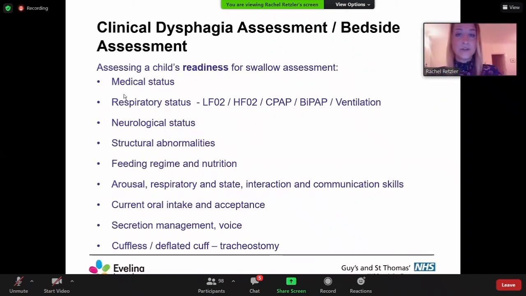Assessing if a child is even ready for a swallow assessment, that's a big part of our role as SLTs as well. Are they ready for us to go and assess their feeding and swallowing? We want to look at their medical status, their respiratory status, any ventilation settings they might be on, their neurological status, if they have any structural abnormalities, if there are any plans to correct those, if so, what's their feeding regime and nutrition like, how are they at rest, how's their arousal, respiratory state, what's their current oral intake and acceptance at this time, how are their secretions being managed, and how is their voice?